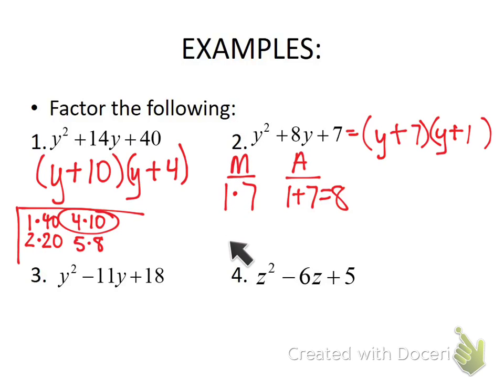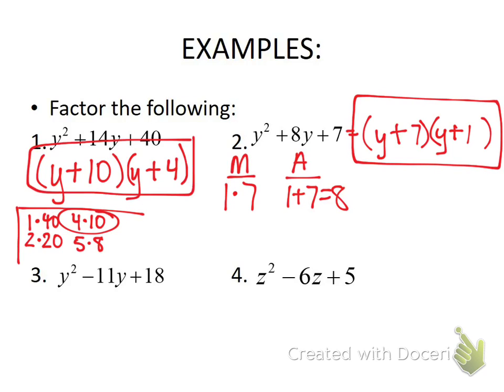Obviously there's nothing else on my multiply list to check, so good thing it worked out. And that is our answer. So our answers on these are going to be 2 sets of binomials, unless we have a GCF, in which case there will be more to our answer.